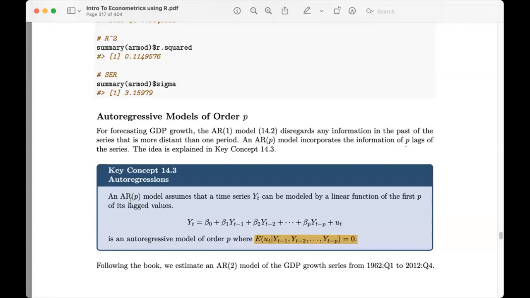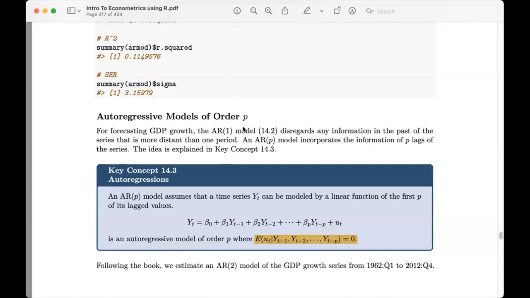But an AR of order p model assumes that a time series Y_t can be modeled by a linear function of the first p of its lags, where the lags go up to p. So I think p could be any value from 1 to n, right? Or it has some upper limit. Yeah, it could be any value from 1 to n.